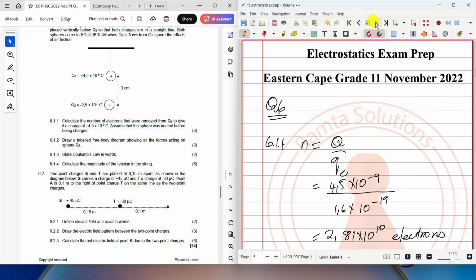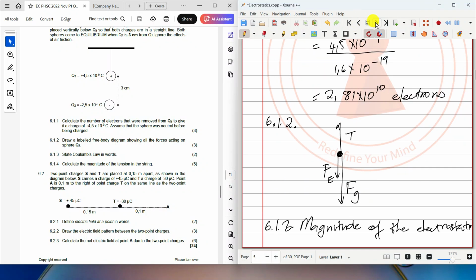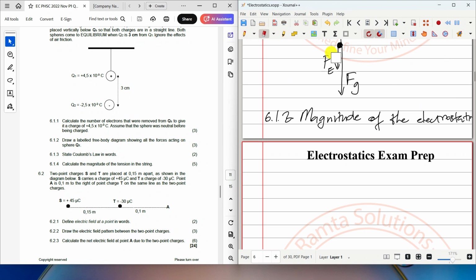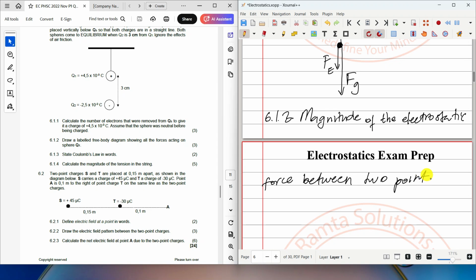Thank you. So the magnitude of the electrostatic force between 2 point charges, let me write that one, between 2 point charges. I think let me change it to this.